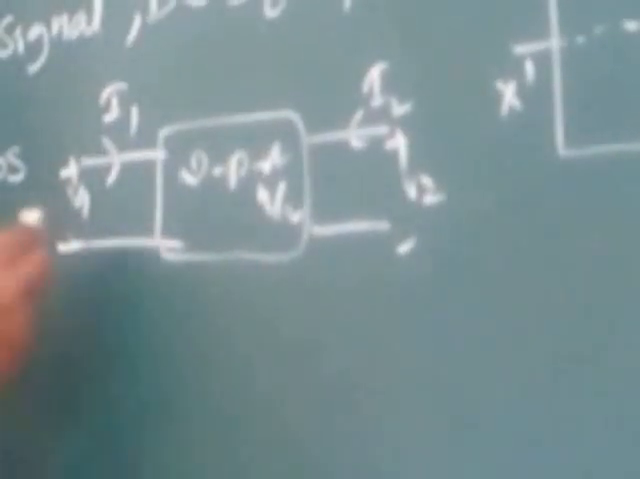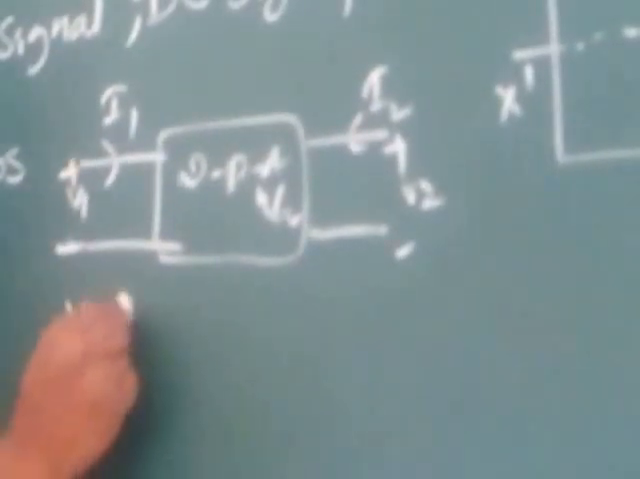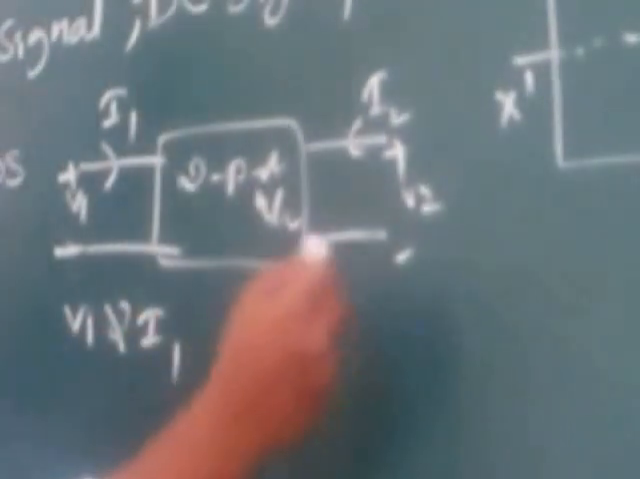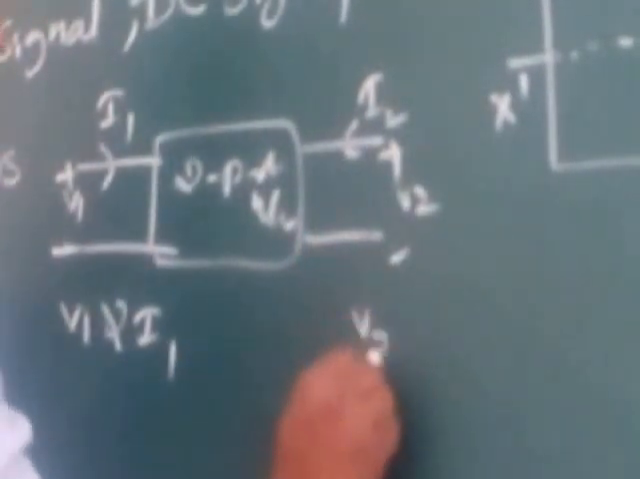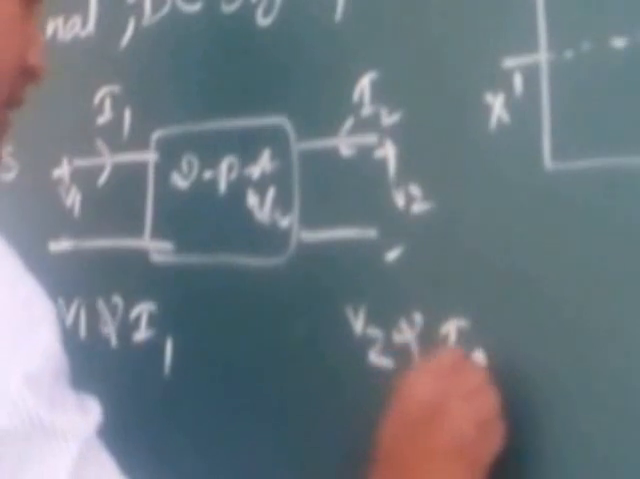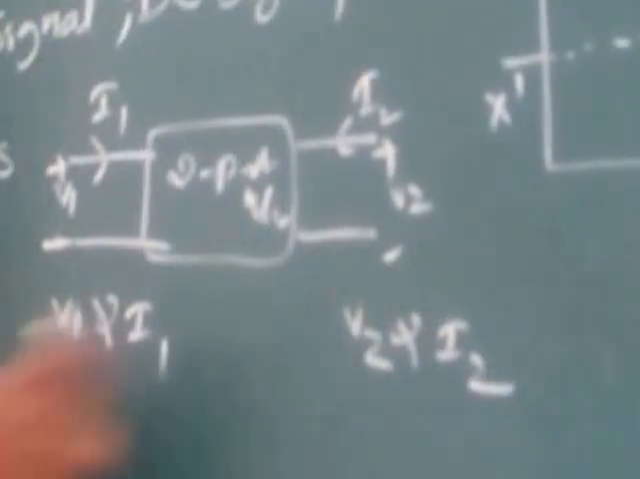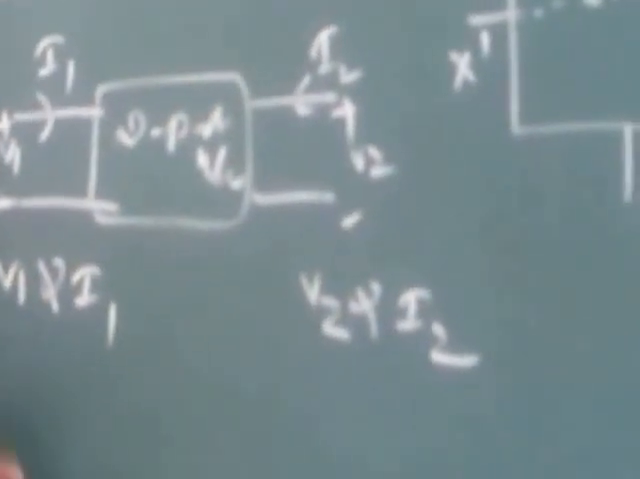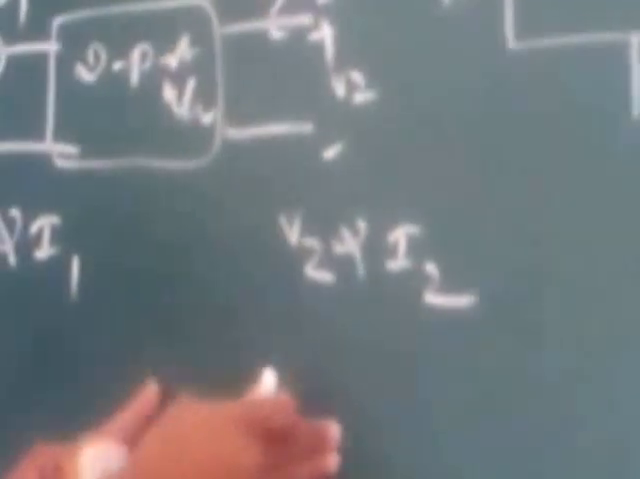Input characteristics means the graph is between input voltage and input current. Output characteristics is nothing but the graph between output voltage and output current. Transfer characteristics cannot be done at input only or at output only. Transfer is nothing but from input to output. That means one variable is required from the input side and one variable from the output side.